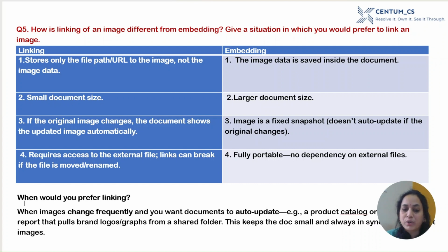When would you prefer linking? When images change frequently and you want the document to auto update. Example: a product catalog or a monthly report that pulls brand logos or graphs from a shared folder. This keeps the document small and always in sync with the latest image.